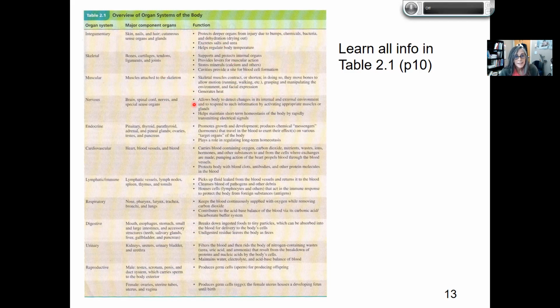Now, I did choose one of these as a multiple choice question. I asked you, which of the following is the correct function for this organ system. And that may change for the exam. The exam will be mostly multiple choice. You will have some matching, but not to the extent that you have on the quiz. Okay, let's go on to the next one.